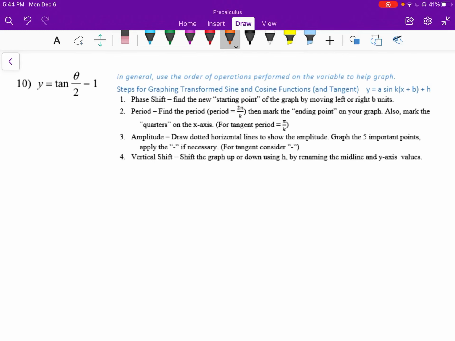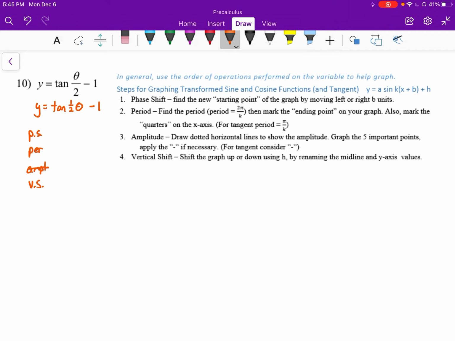Let's go ahead and graph y equals tangent of theta over 2 minus 1. We can think of this as tangent of 1/2 theta minus 1. And so we can write all these different things down. We have the phase shift, the period, the amplitude, which actually we don't work with when dealing with tangent, and the vertical shift.